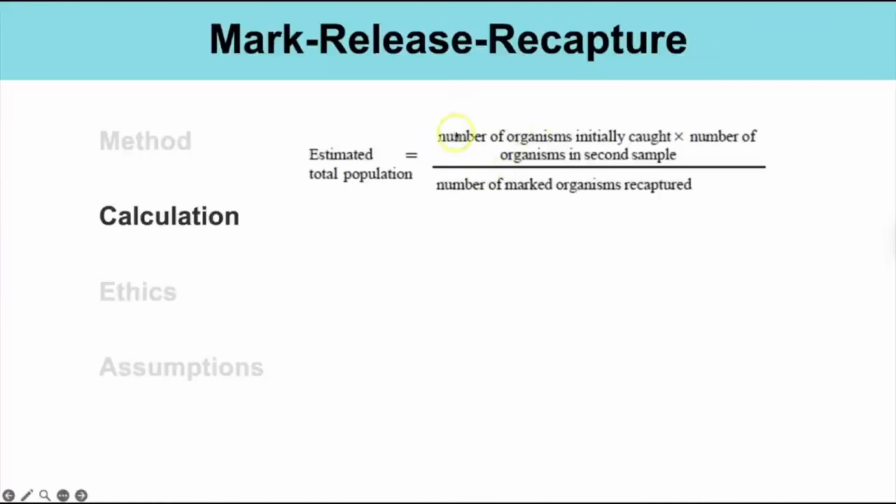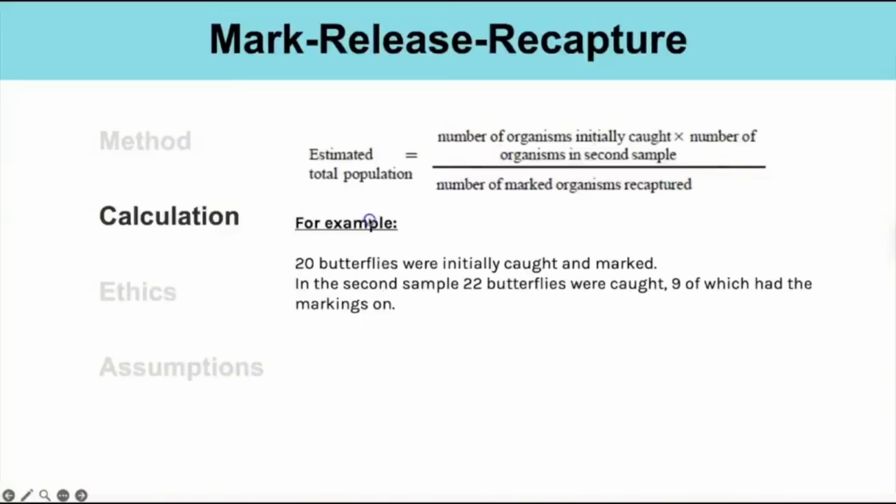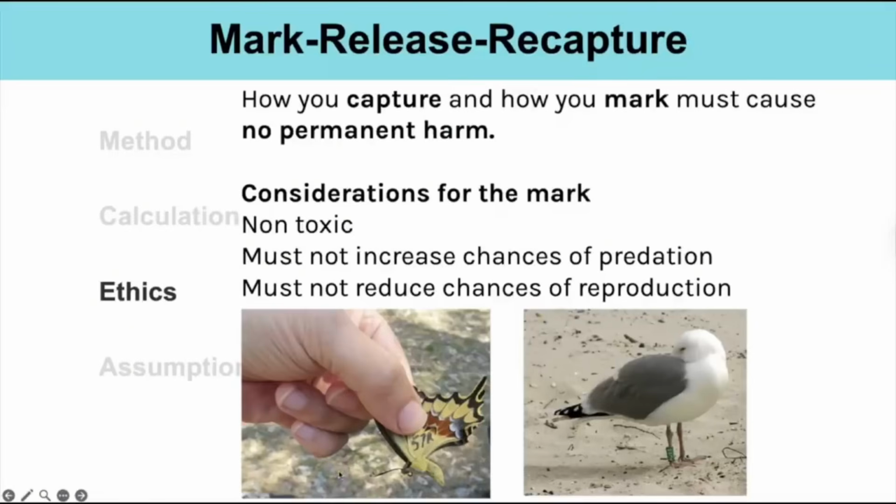So to work this out, we'd need to do the number of organisms initially caught in that first sample, times by the number of organisms in the second sample, divided by the ones that had the mark on them. So in this example, we've got 20 butterflies initially caught. In the second sample, there were 22 butterflies, 9 of which had the mark. So we do 20 times 22 divided by 9. That comes to 48.89, but we need to have whole numbers here because it's numbers of organisms. So I'm going to round up to 49 butterflies.